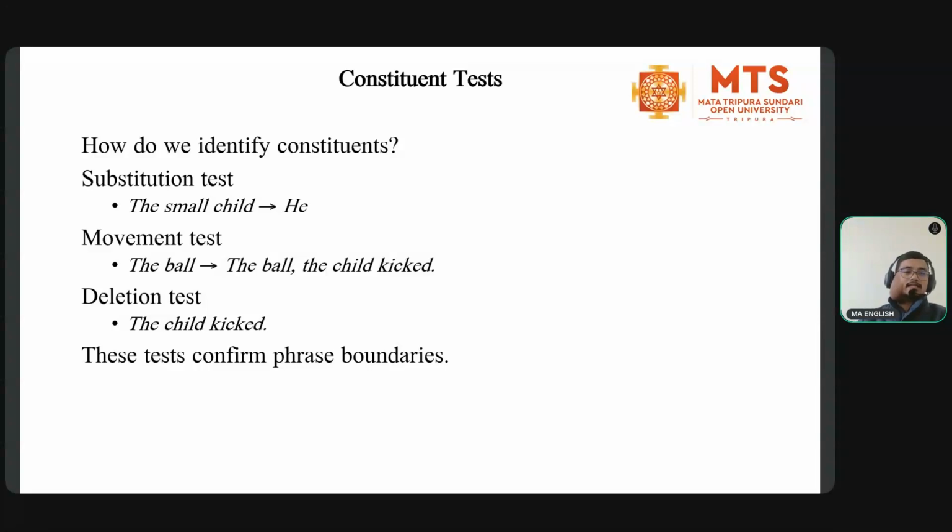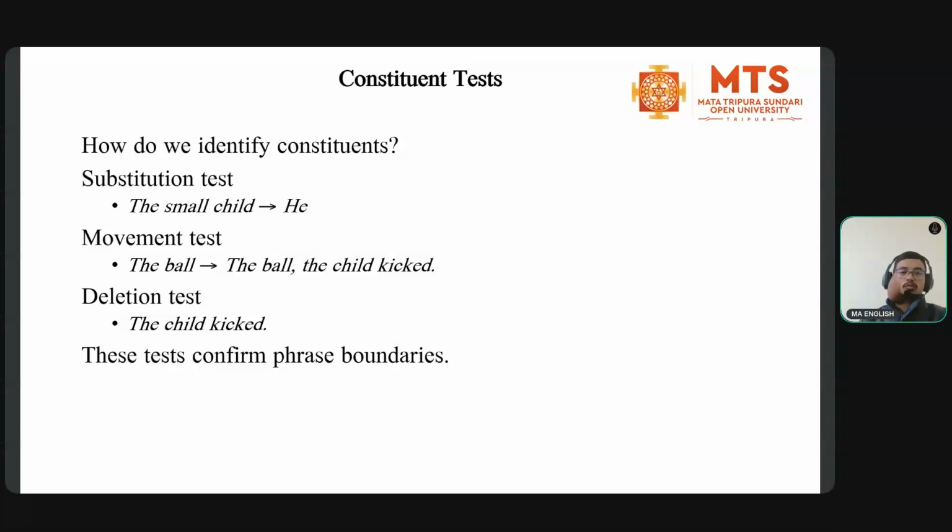So the next test is the movement test. This test checks whether a group of words can be moved to another position in a sentence. So let us take the same sentence. The small child kicked the ball. The ball can be moved to the front. The ball, the small child kicked. Something like that. So this sentence is acceptable in English, especially for emphasis. This shows that the ball is a constituent.